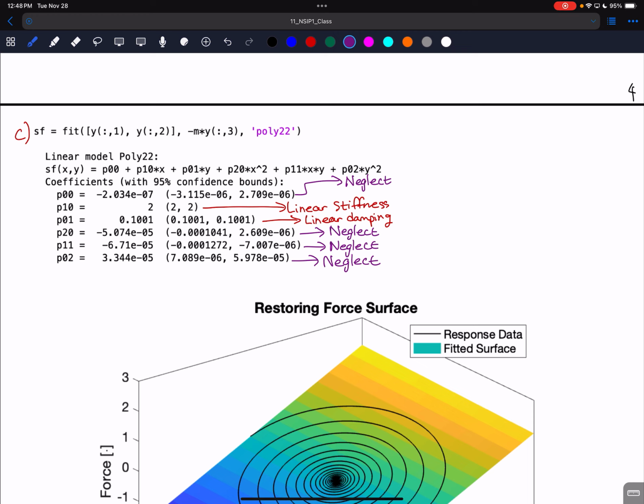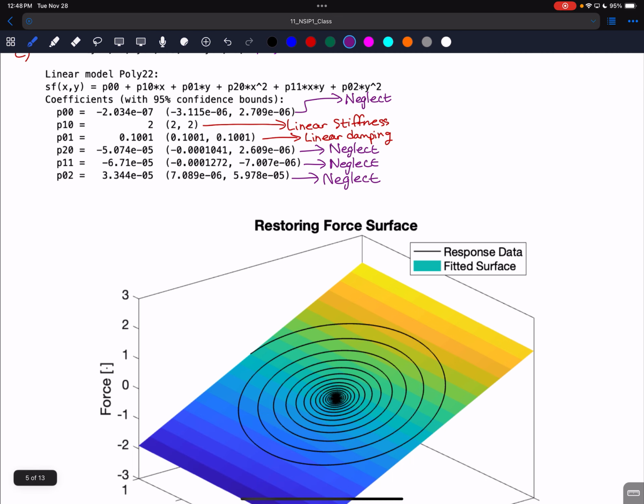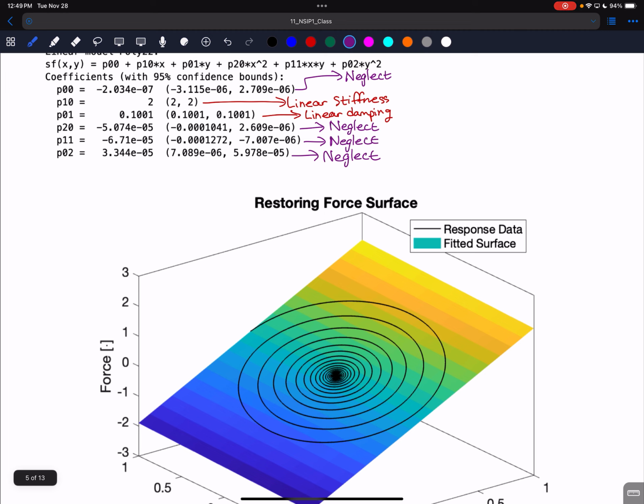When we look at the SINDy approach, we'll do sparse regression where we'll do a fit like this and then reject terms that are small and then do another fitting with only the terms that remain. And then beneath that, I've plotted what the fitted surface looks like compared to the response data. You can see it fits quite well here, which it should because it's a very simple system.